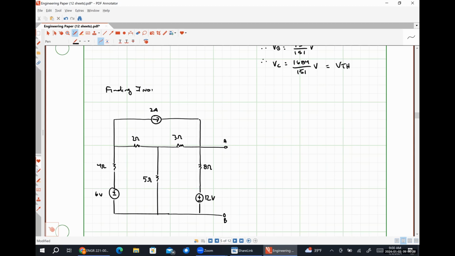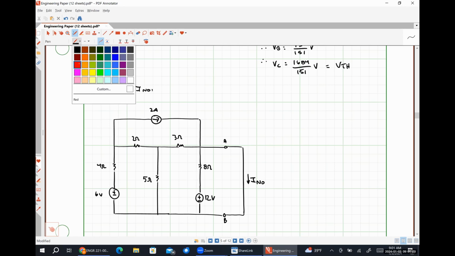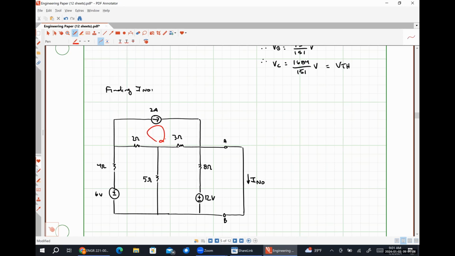So finding I Norton, we're going to short circuit things here. We're going to find this short circuit current. So we very obviously have 4 meshes. However, we have a current source on the perimeter of the circuit. So one of our currents is going to be a known quantity. So we're once again going to have a 3-equation, 3 unknown system. So we should be able to do this on any of our calculators.